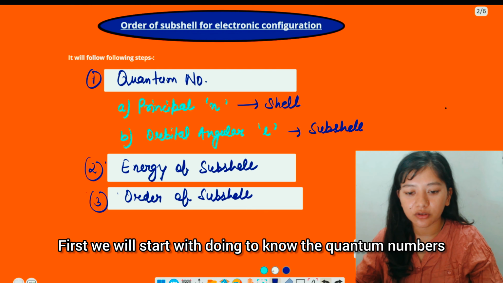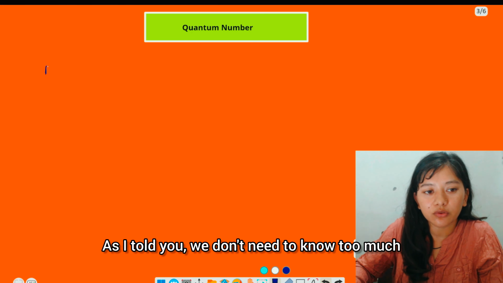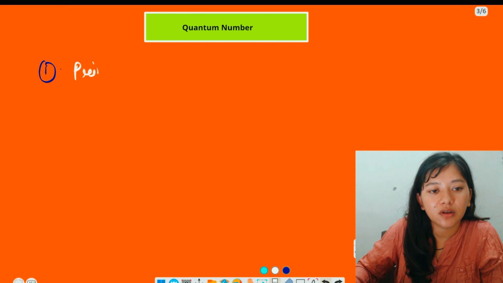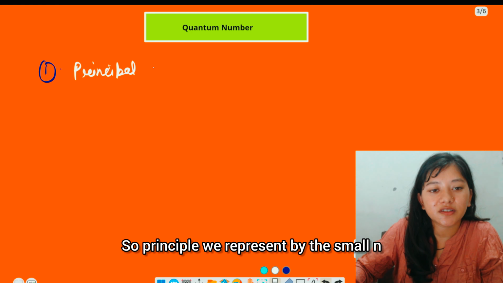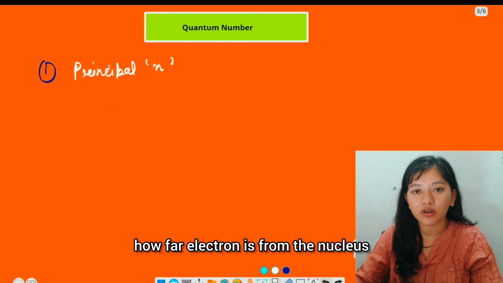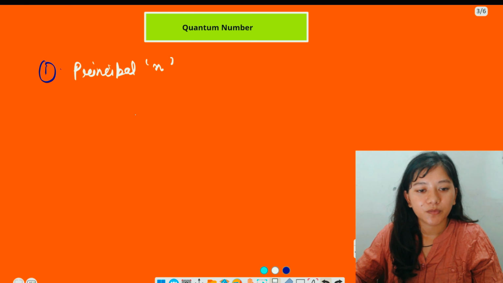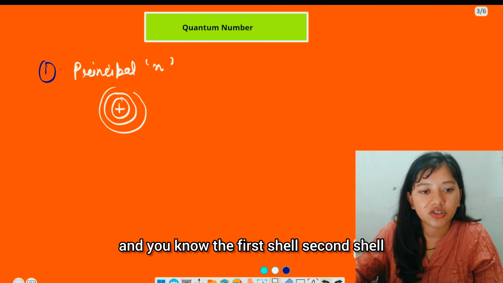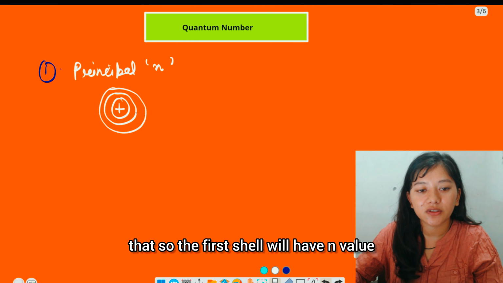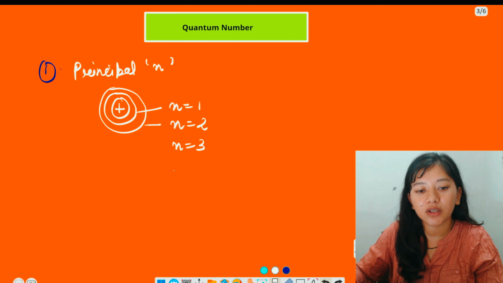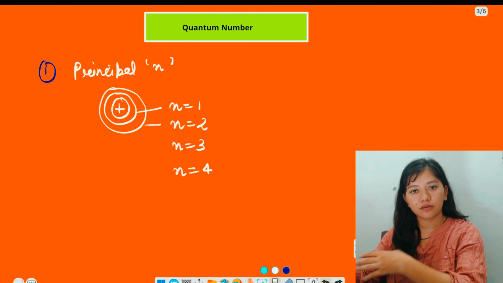First we will start with the quantum numbers. As I told you, we don't need to know too much. We will start with the first quantum number, that is the principal. We represent it by the small n, and it shows us the energy level, like how far the electron is from the nucleus. Let's suppose I have this atom, with the first shell, second shell, and so on. The first shell will have n value as 1, the second shell will have n value as 2, and in the same way n equals 3, 4, 5, 6 and so on.